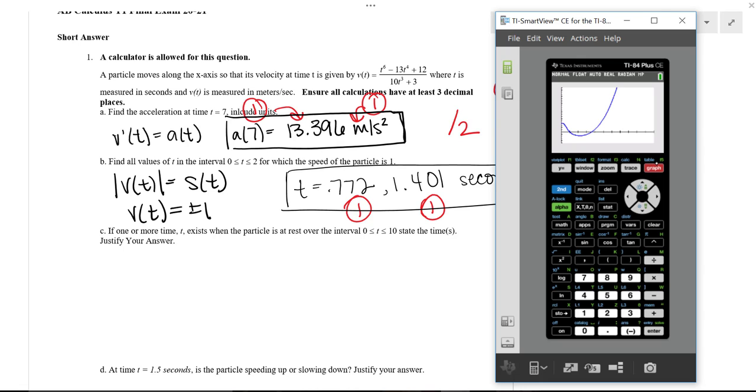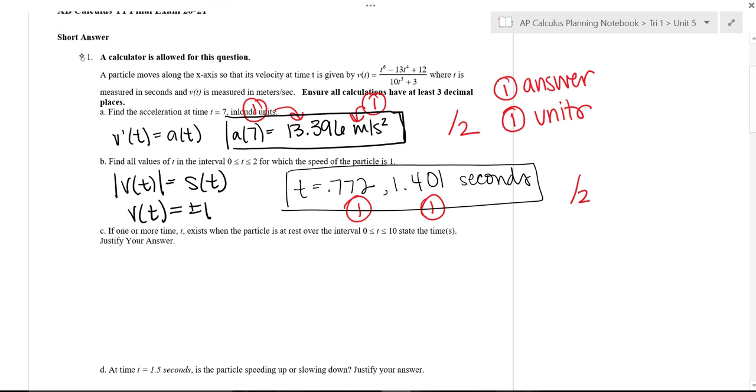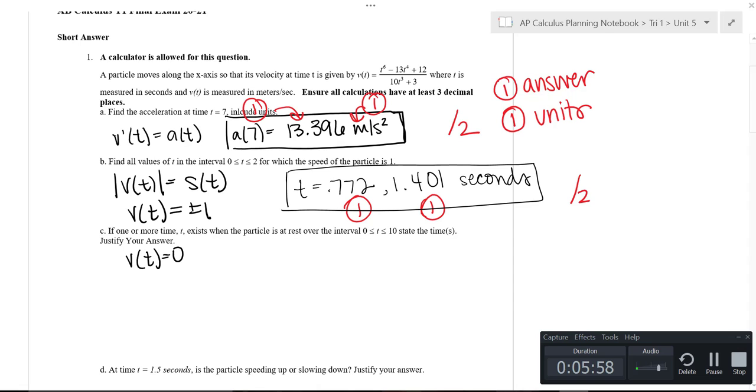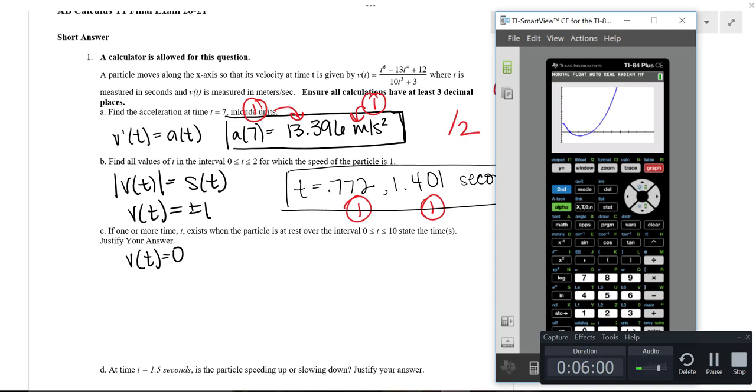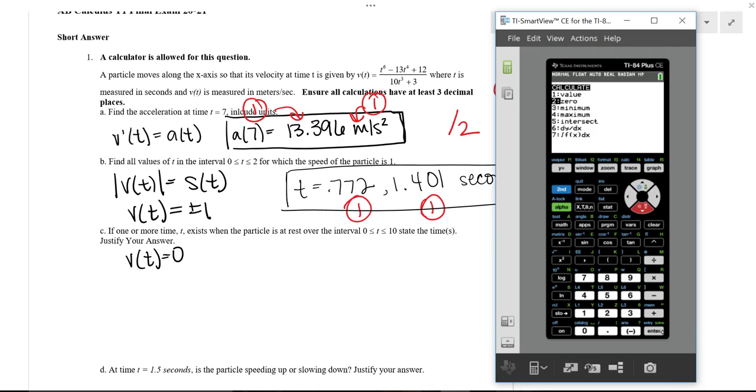And it's at rest wherever velocity equals 0. So we know this means v of t equals 0. So essentially that's wherever that function crosses the x-axis. It looks like this is happening 2 times. So I'm going to go to that menu, go to that second trace, and come down over here to that 0.